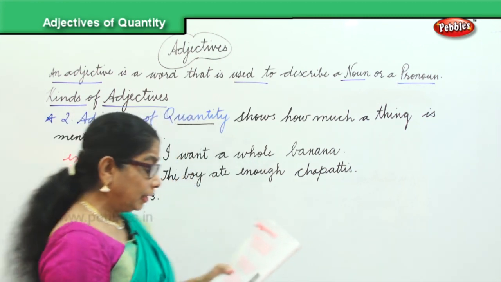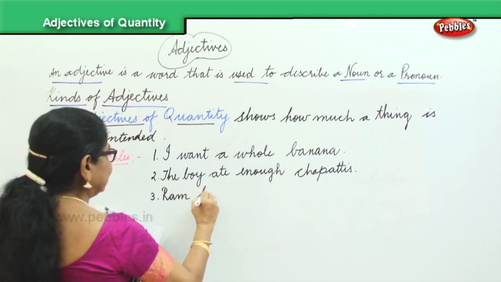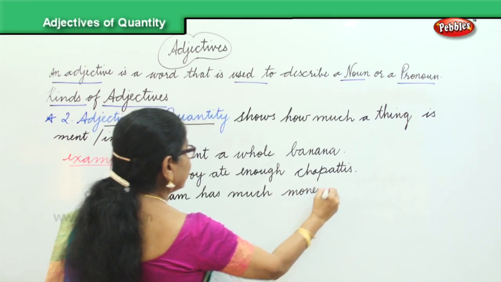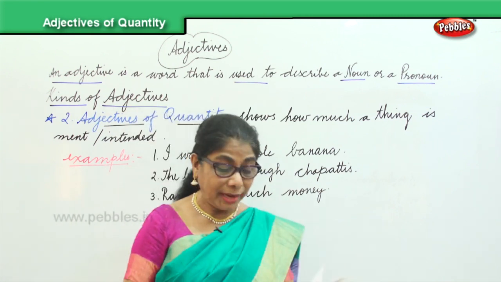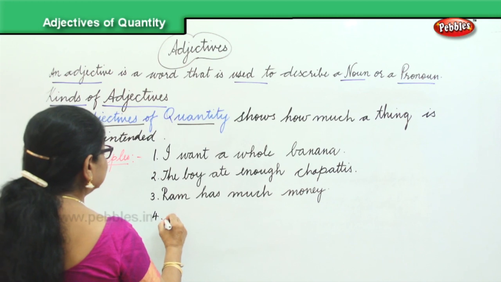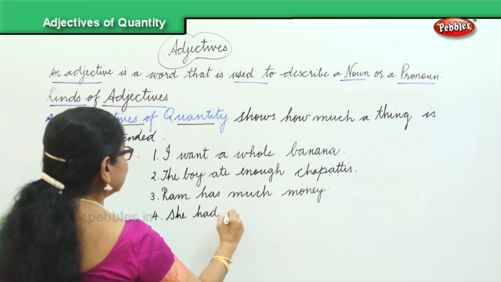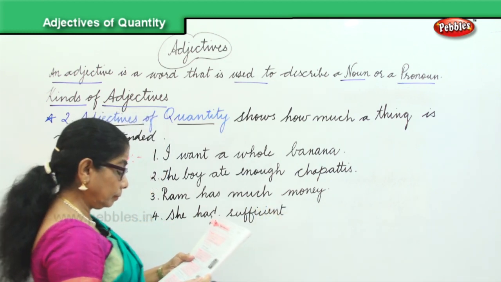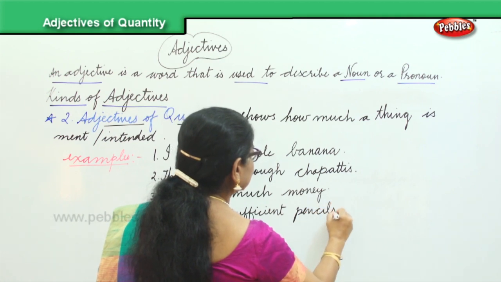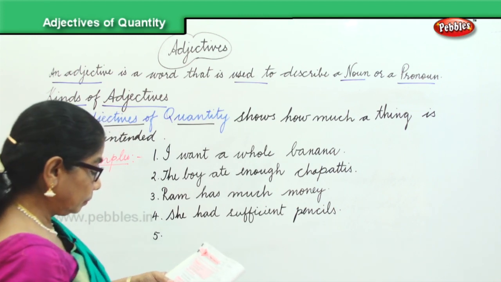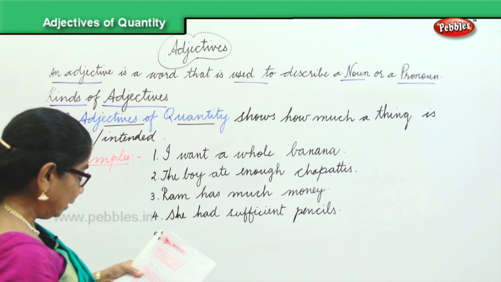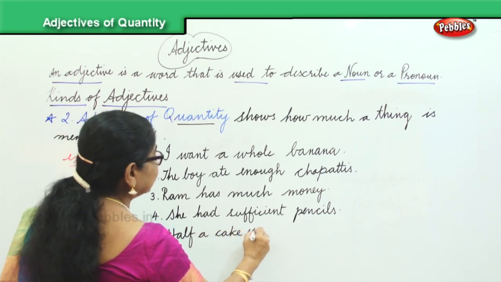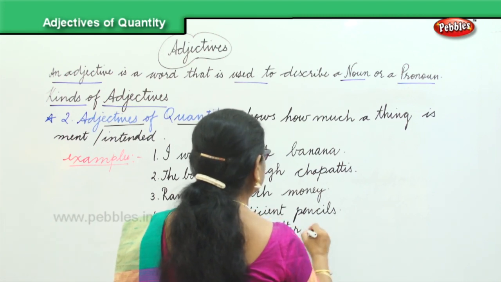Ram has much money. She had sufficient pencils. Half a cake is better than none.